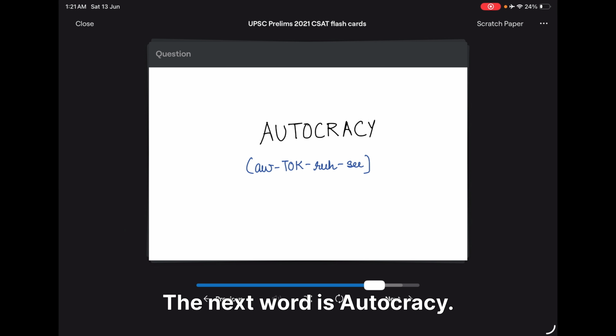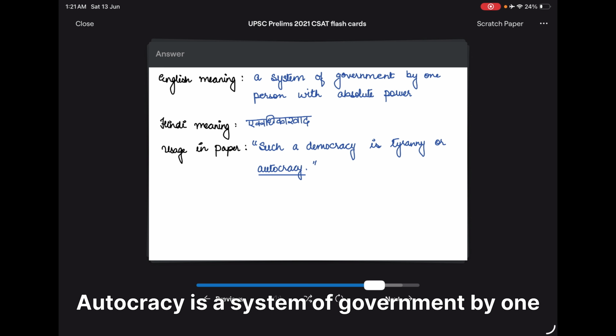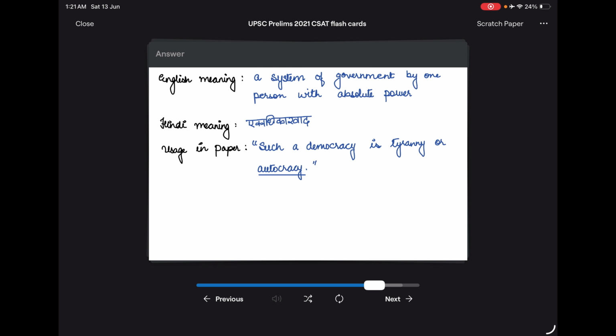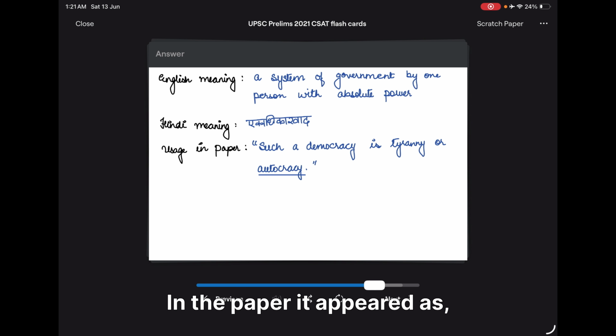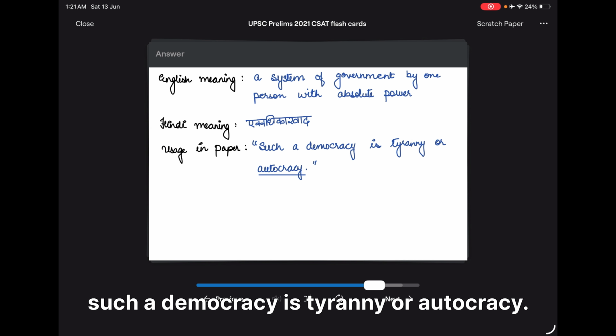The next word is autocracy. Autocracy is a system of government by one person with absolute power. हिंदी में इसका अर्थ है एकाधिकारवाद. In the paper it appeared as such a democracy is tyranny or autocracy.